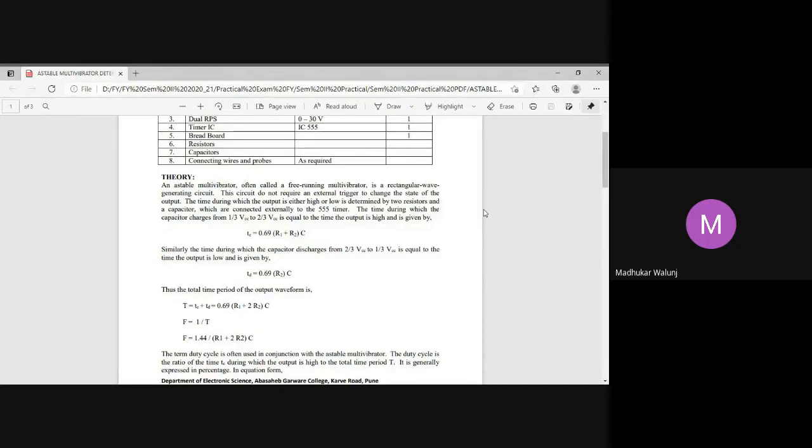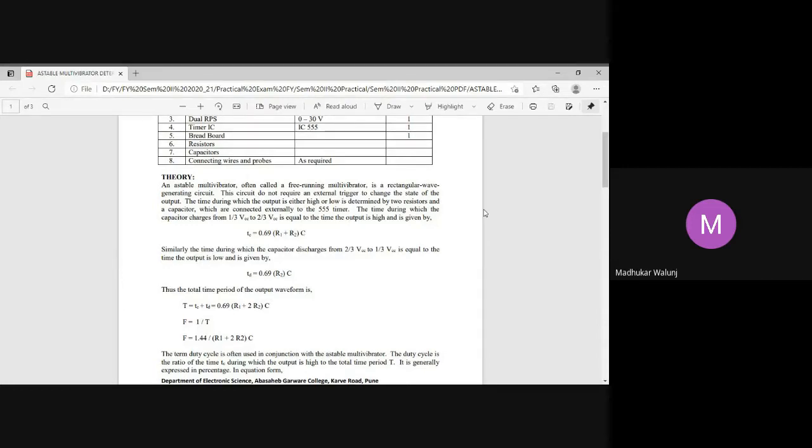As you know, the time duration for which the output is either high or low is determined by two resistors and a capacitor. The charging time is calculated as TC equal to 0.69 (R1 plus R2) C. The capacitor charges from 1/3 VCC to 2/3 VCC, and this is the time the output is high. Similarly, the time the capacitor discharges from 2/3 VCC to 1/3 VCC is the time the output is low, given by 0.69 into R2 into C.